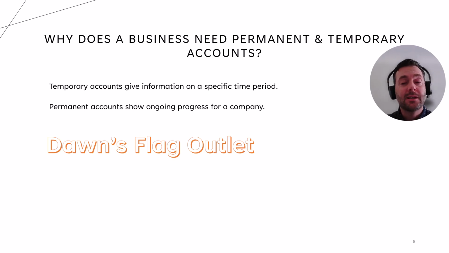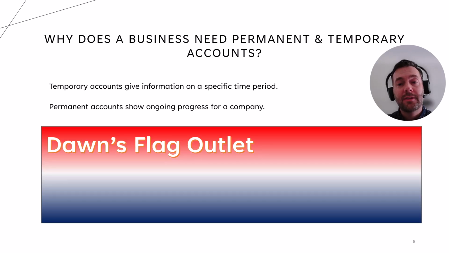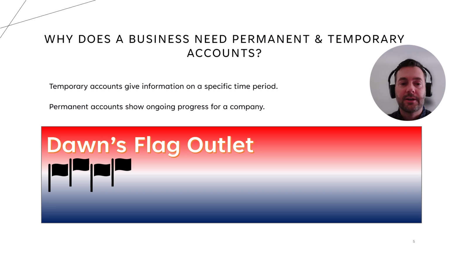Dawn's Flag Outlet sells American flags. During the month of May, Dawn sells a lot of flags. She sells and sells and sells. She sells $50,000 worth of flags. Now, May is Memorial Day, and Memorial Day is when people typically purchase flags. If you go into Walmart, Costco, Sam's Club, stores like that, you suddenly see American flags popping up for sale. So you sell a lot of those flags in May. June, not so much. It's a slower month for flag sales, only $10,000 worth of flags sold.